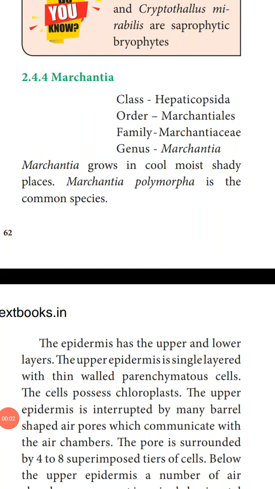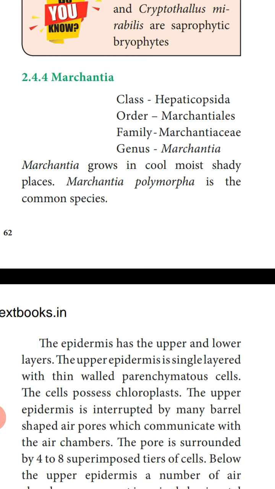Children, in this video, we are going to study one representative plant of bryophytes, that is Marchantia. This Marchantia belongs to the class Hepaticopsida. Already we have studied Hepaticopsida. It is a class of bryophyte which consists of the simplest form of bryophytes. Order is Marchantiales, family Marchantiaceae, genus Marchantia.